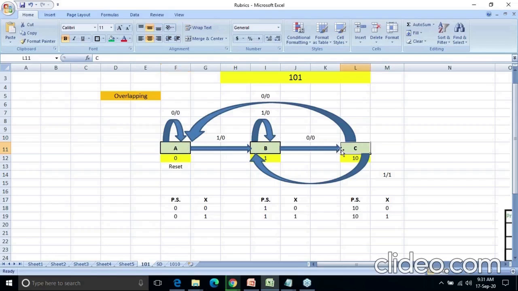So what is meant by A, B, C? Those are the state names given. Now, how many states do you need to draw? As many bits as you have in the sequence, that many states you need to draw.